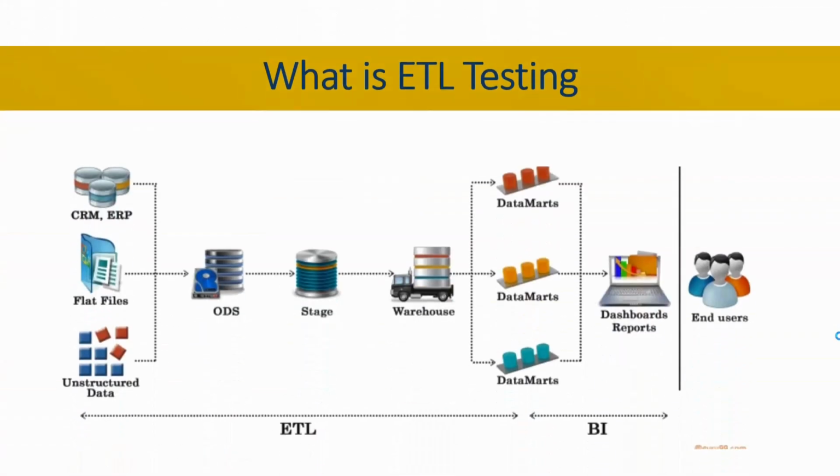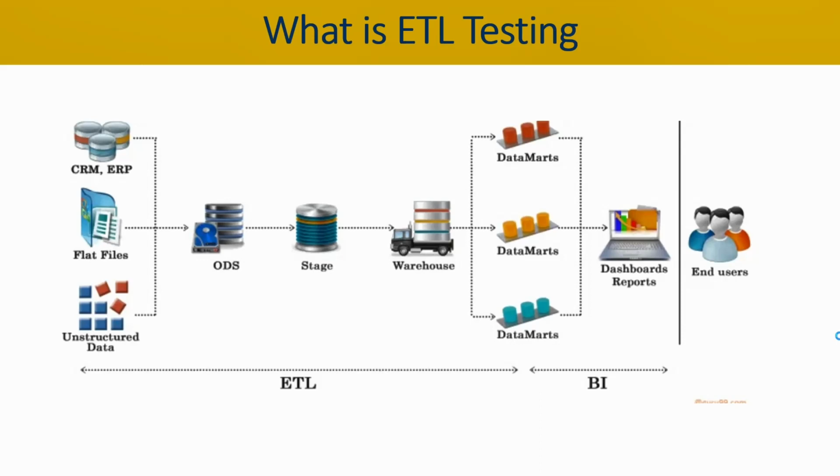Now let's talk more in detail with the help of data visualization. In real time, what will happen? If you see this diagram closely, you are getting the data from the CRM system, you might be getting the data from the ERP, you might be getting the data from customer flat files. The flat files can be CSV files or Excel files, or you are getting the data in an unstructured form. What is unstructured data? It can be in the form of images, videos, and text data. So once this data is coming from the different sources, you are loading the data into the ODS system.